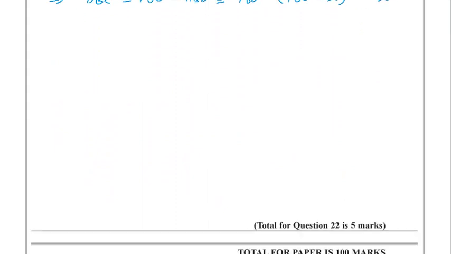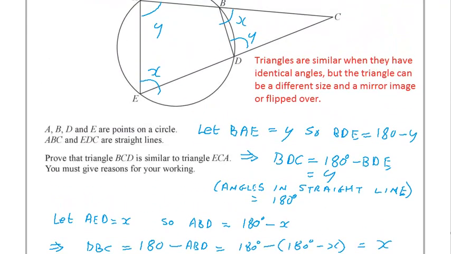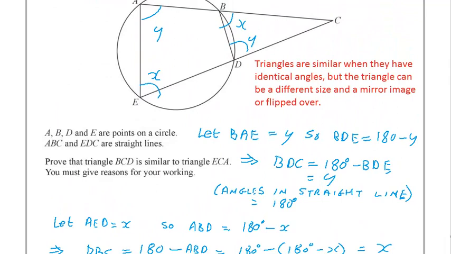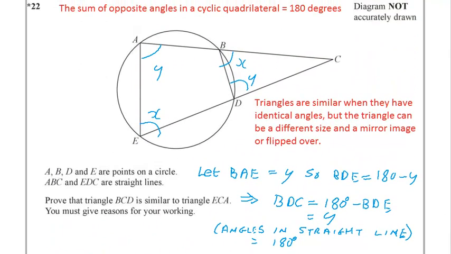And it's 5 marks. And one other thing, up here, this star next to it. So it's the sort of question which does need some explanation.